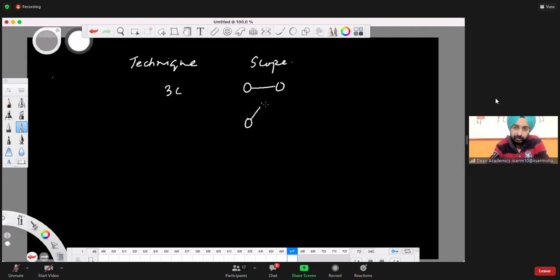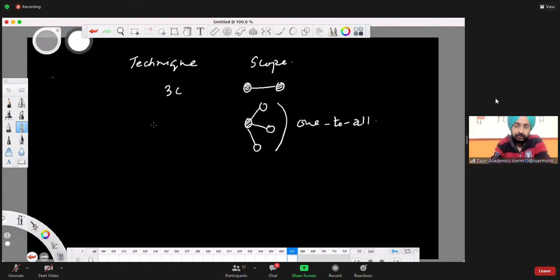This is my known thing. In this case, both of these were known. Now I'm trying to look at one-to-all interaction. One is known to me. I want to identify the rest of them. So the answer to this was 4C.